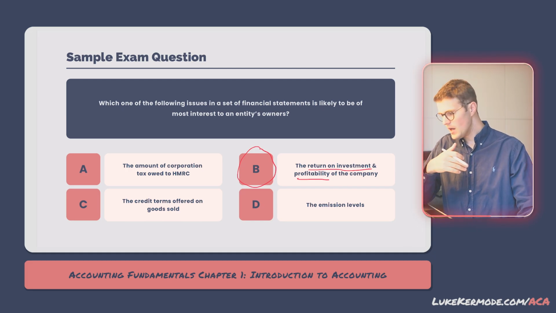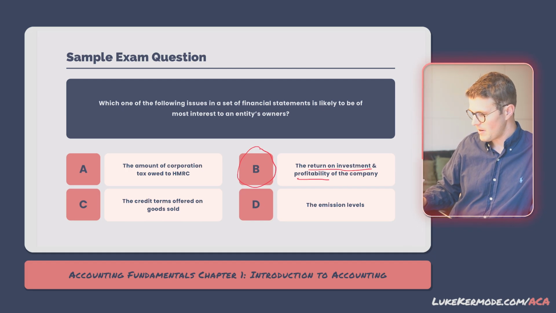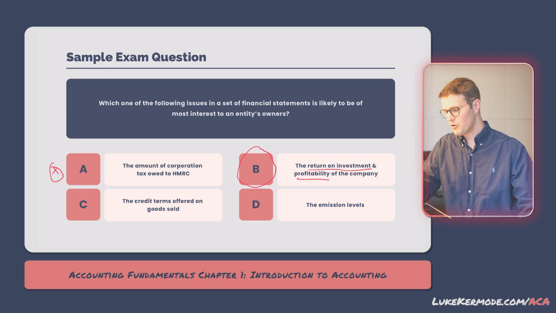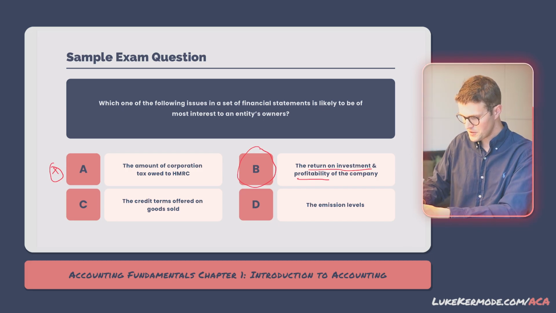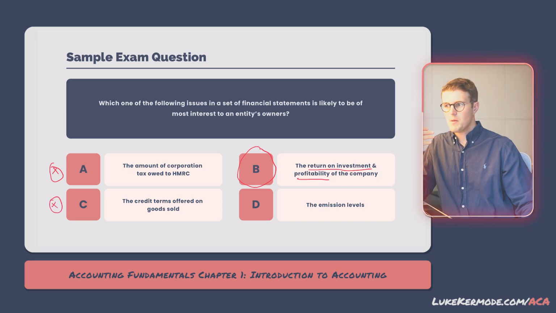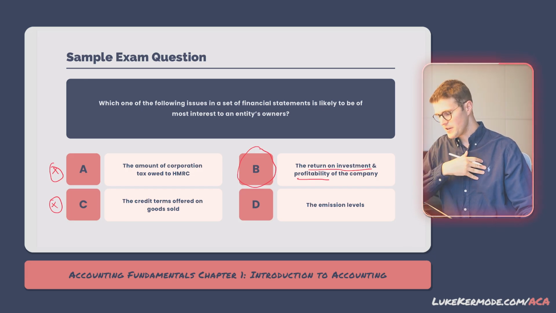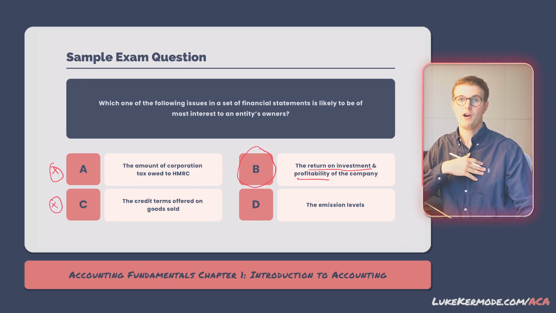And in terms of why the other options are incorrect, A, the amount of corporation tax owed is certainly important, but it's mainly of importance to tax authorities like HMRC. Option C, the credit terms offered on goods sold matters mostly to customers, especially those who are buying goods from the business on credit.